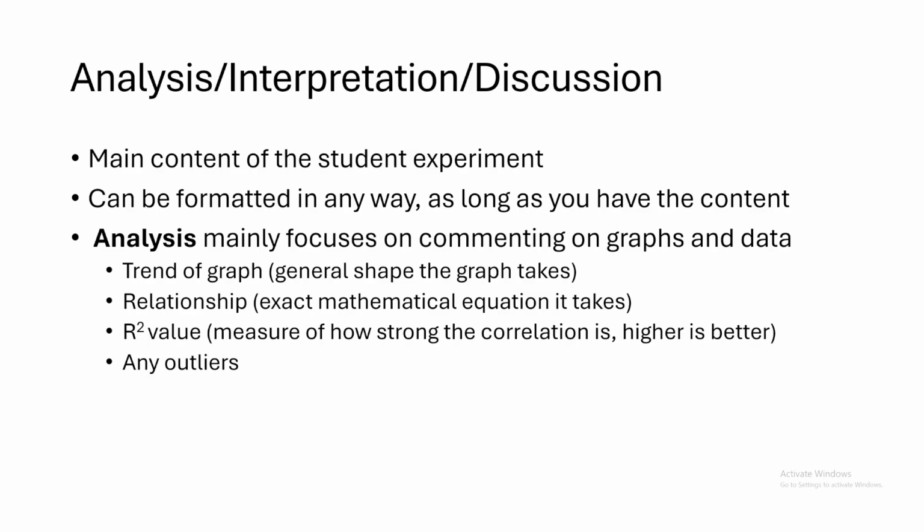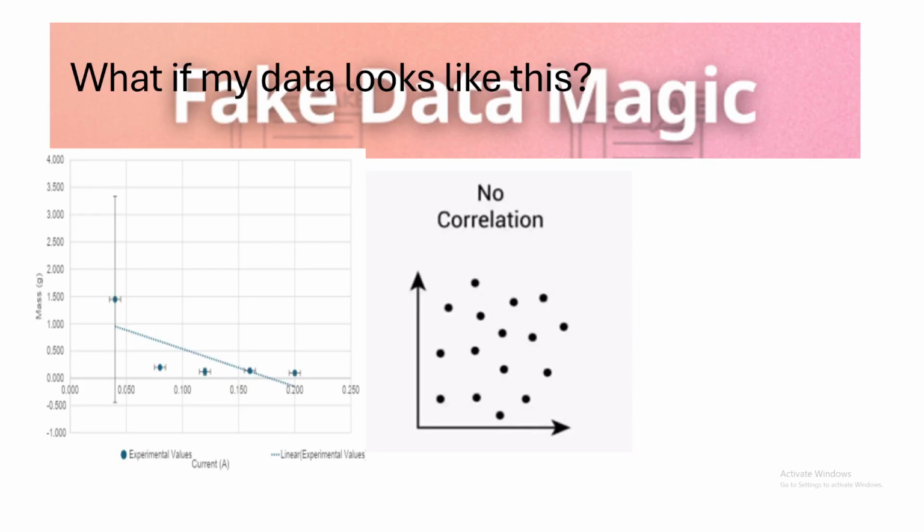Comment on any outliers. Like, if I go back all the way here, if you see this thing with the uncertainty going into the negatives, this was real data that I had for my chemistry student experiment. This is a gold mine for content. If you're stuck on anything, yap about this. If you're super stuck, fake your data to have this. If you have this in your data, you are set for 200 to 300 words.